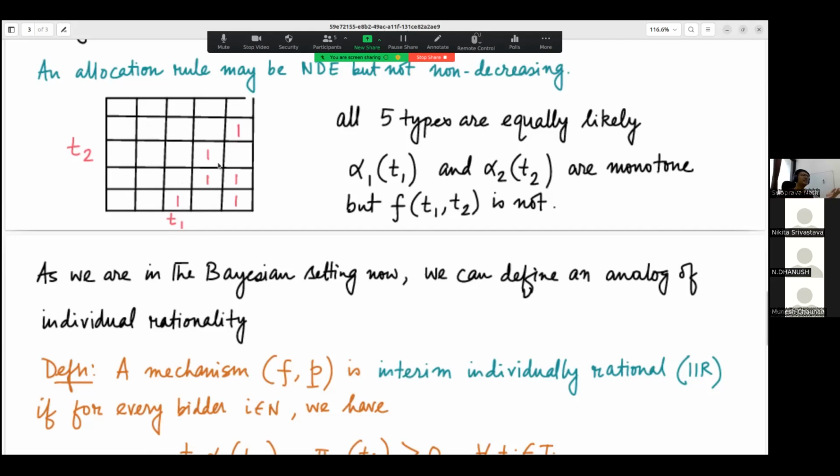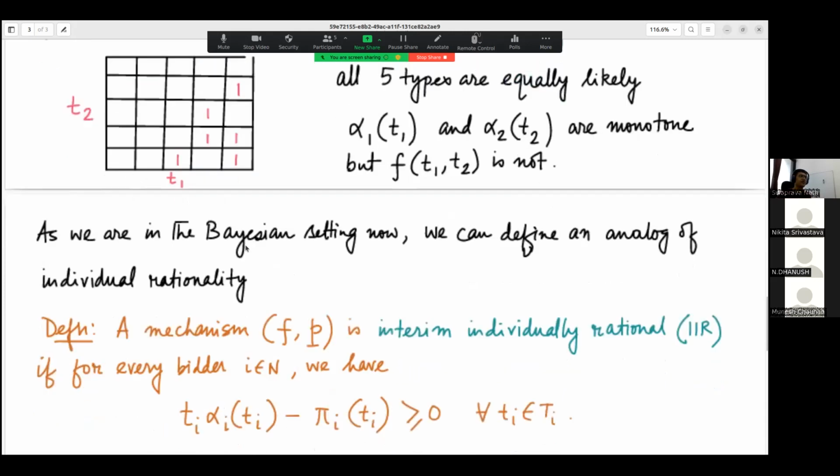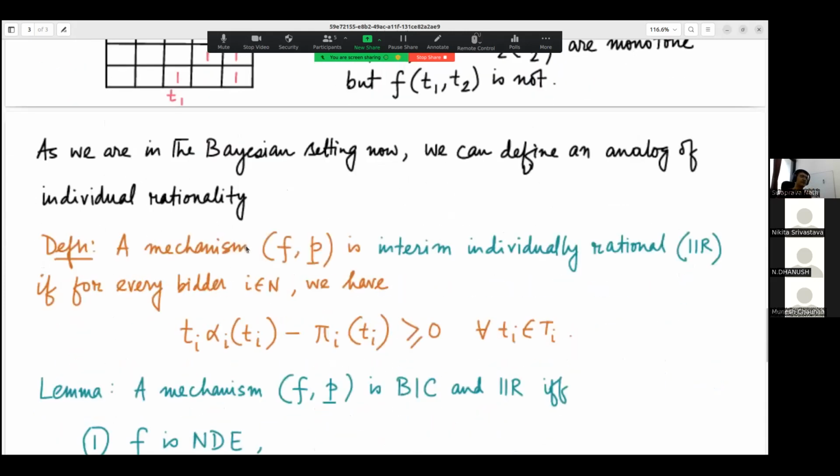But there are many such ways you can create such a matrix which is non-decreasing in expectation but not non-decreasing. Got it, sir.